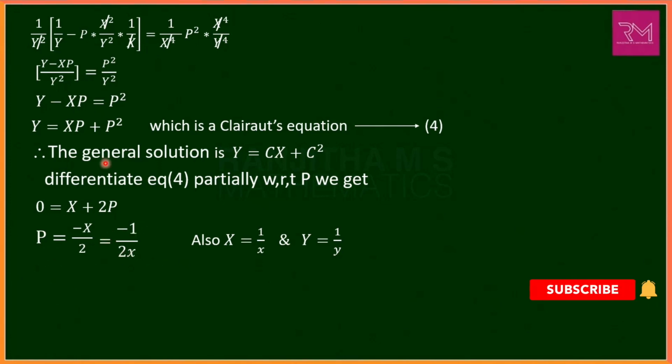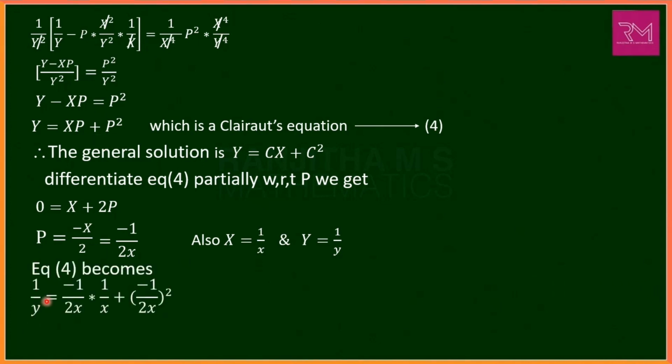Next step, we have to substitute p value and x and y value in equation number 4. We get here left hand side y is 1 by Y, which is equal to p is minus 1 by 2X into x is 1 by X plus p square is minus 1 by 2X whole square. We get 1 by Y, which is equal to minus 1 by 2 into X square plus 1 by 4 into X square. In the right hand side, if we take 4X square as LCM, we get 1 by Y, which is equal to minus 1 by 4X square.